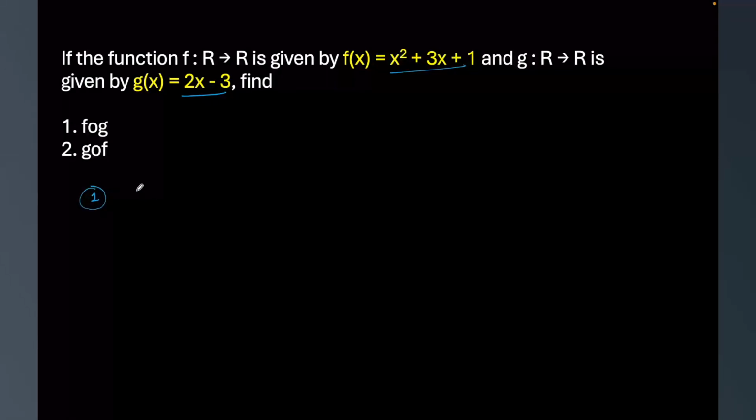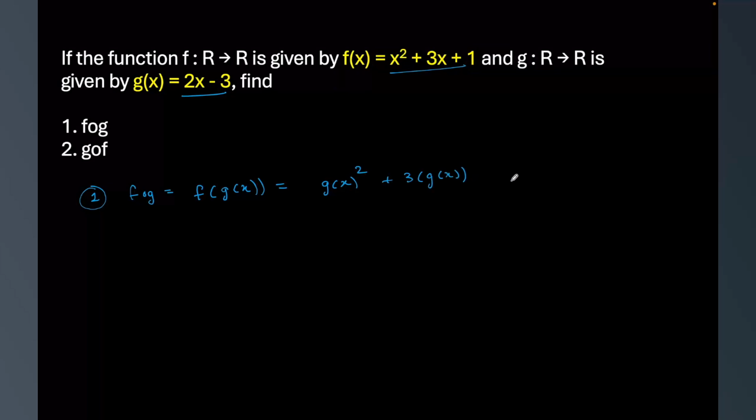I'll put it in blue. My f of g translates to f of g of x, which basically means I'll have g of x wherever there's x in my f of x. So I have g of x whole squared plus 3 times g of x, plus 1. Pretty simple, nothing too complicated.